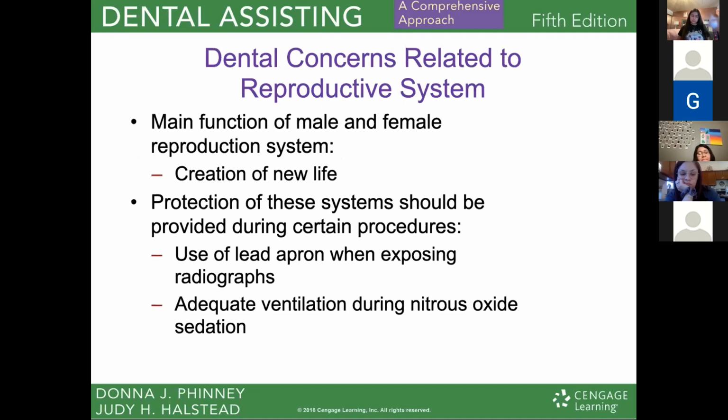Okay, so these are dental concerns related to the reproductive system. The main function of the male and female reproductive system is the creation of new life, right? In both sexes, primary and accessory reproductive organs must be protected. This is why we use lead aprons when we're exposing radiographs, because those are very radiosensitive organs, tissues, and cells.